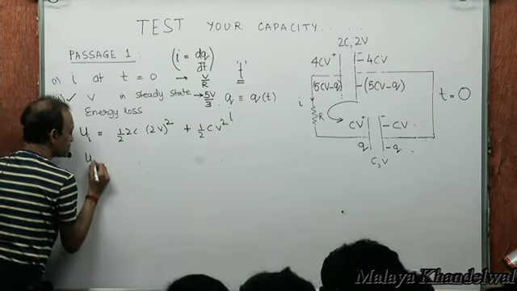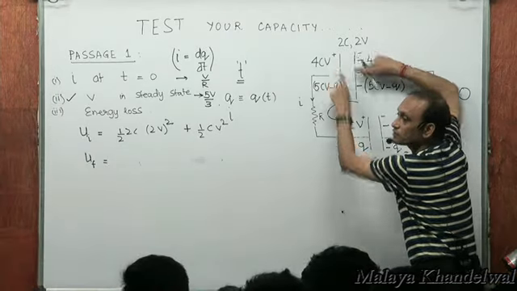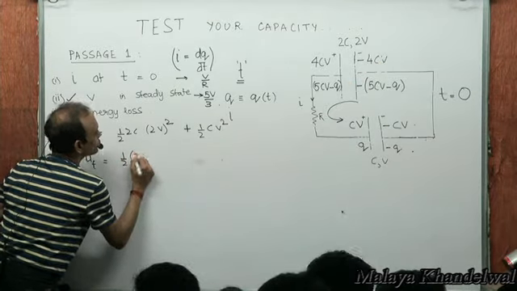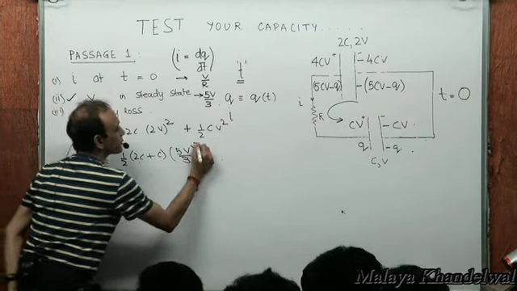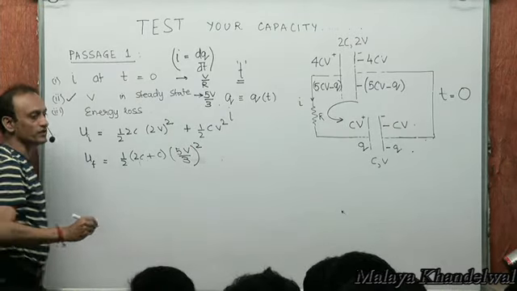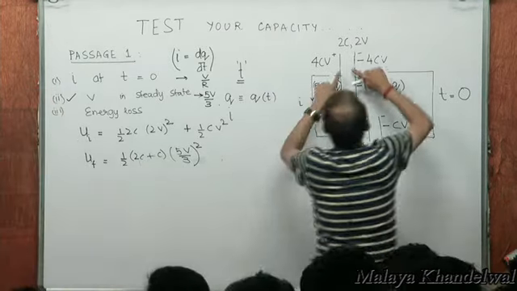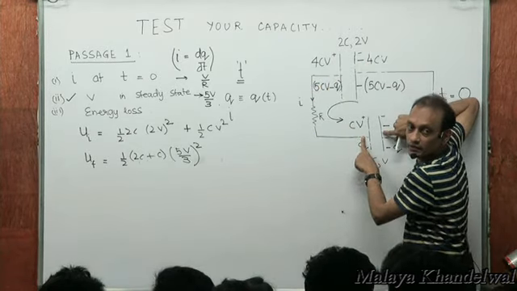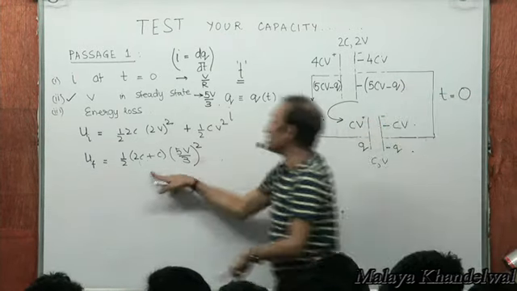The final potential energy of the system: in the final state, the drop across both is 5V by 3. So the total energy in the system would be half of 2C plus C into 5V by 3 whole square. Yes or no? Confused? Tell me, where is the problem? Half of 2C into 5V by 3 whole square plus half of C into 5V by 3 whole square. So I take half of 5V by 3 whole square common, and 2C plus C gets added.